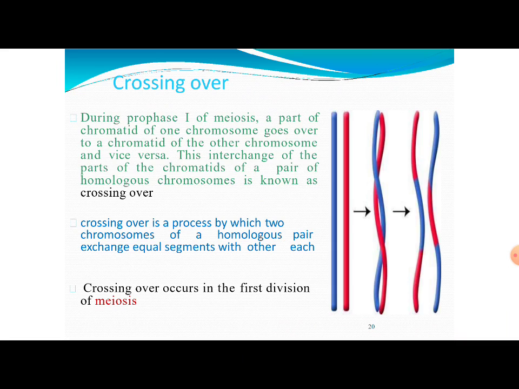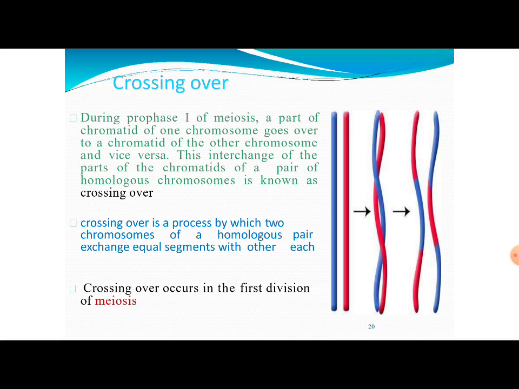Now, we'll see in detail what crossing over actually is. During prophase 1 of meiosis, a part of a chromatid of one chromosome goes over to the chromatid of the other chromosome and vice versa. Like these threads coil, and the part that is red goes to blue, and the part that is blue comes to red. Crossing over happens, an exchange of material.